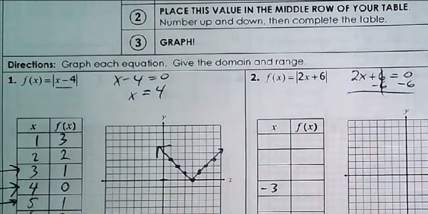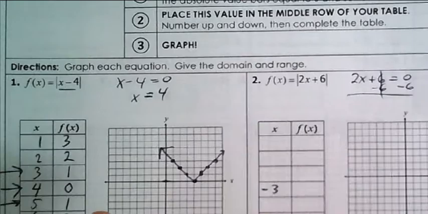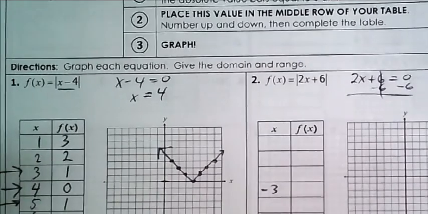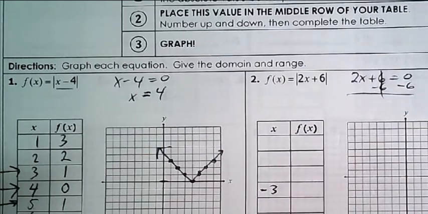Now, there are 7 places here in this table, 7 rows. We don't really need 7 rows. We really only need 3 rows. We need to graph 3 points, technically. That is the vertex, and then one above and one below the vertex. But we're going to go ahead and do all 7 here.